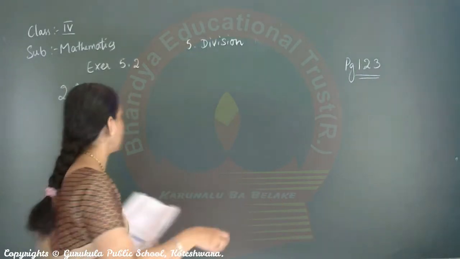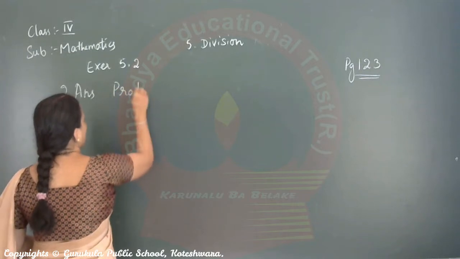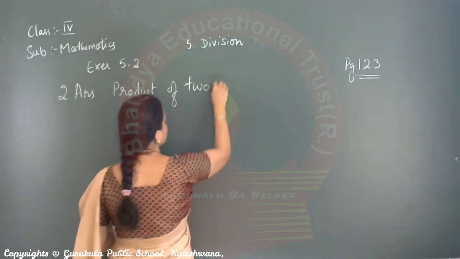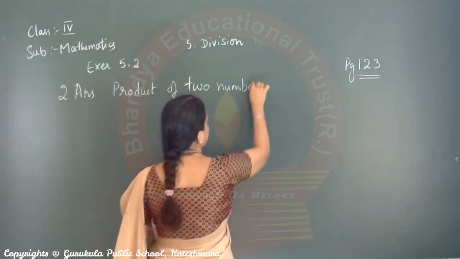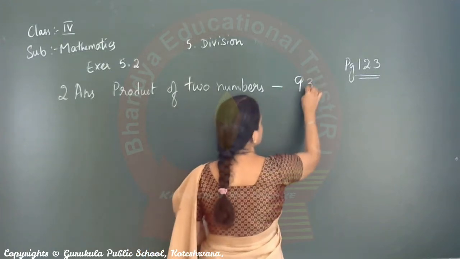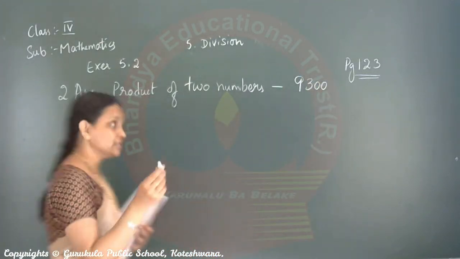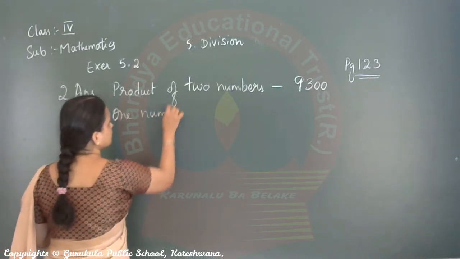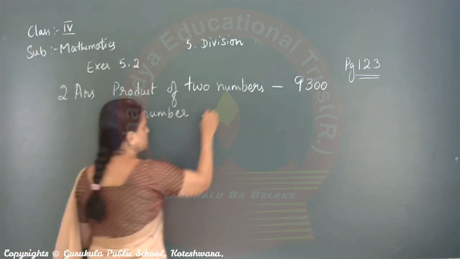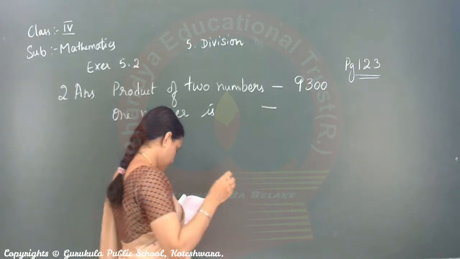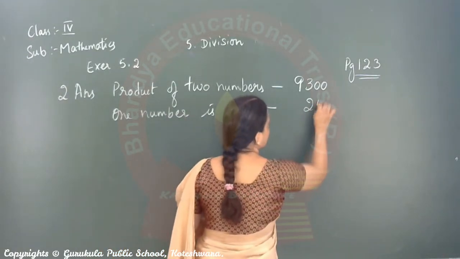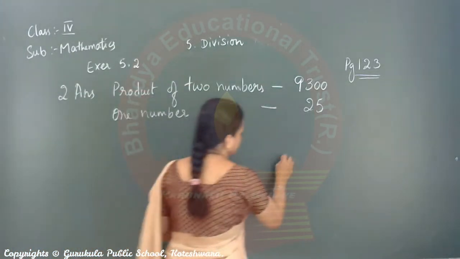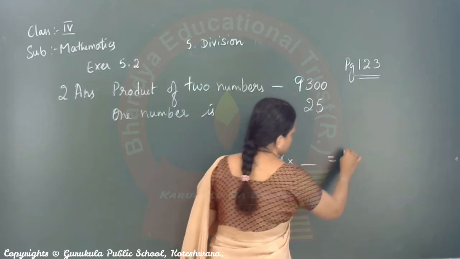Okay, let us note down now. So product of two numbers is 9300. Correct? Check in your books. Then one of the numbers is, and what is one of the numbers? It is 25. Now we have to find the other number. How do we do? Let me give you an example. 9 into something is 18.